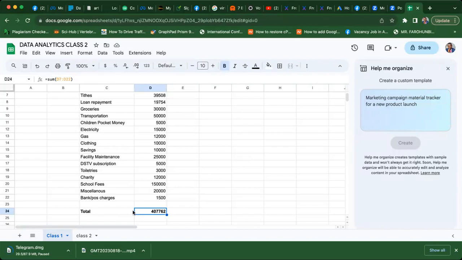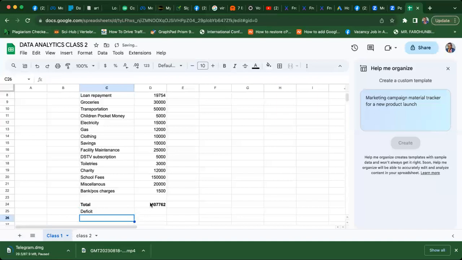So if this person has a deficit, we don't know the deficit. So how do we know the deficit? We are going to look at the total budget minus the salary. So how do you say deficit?